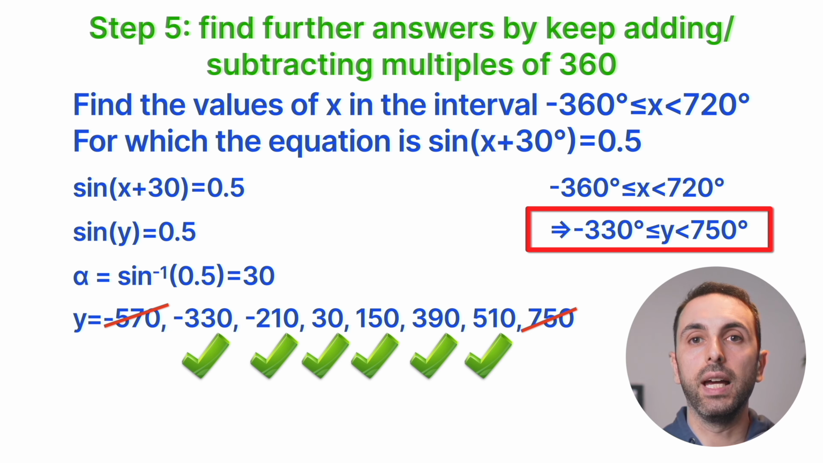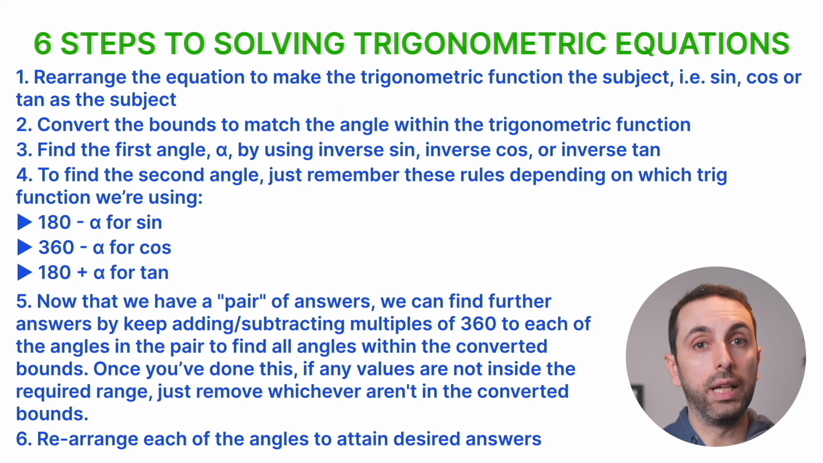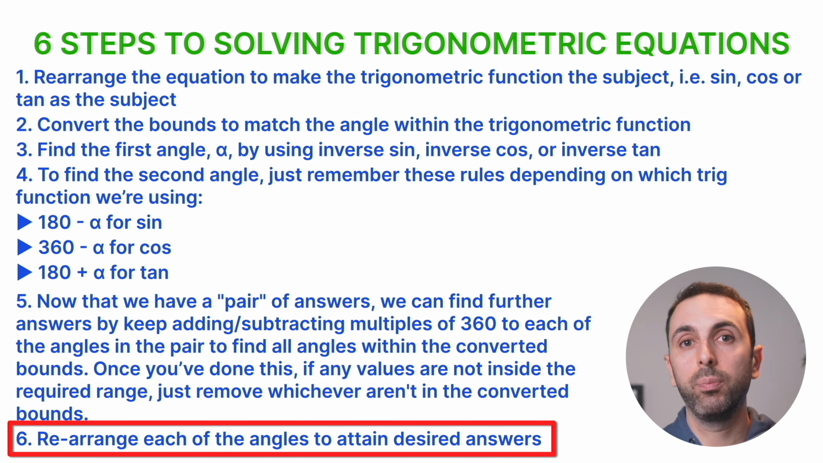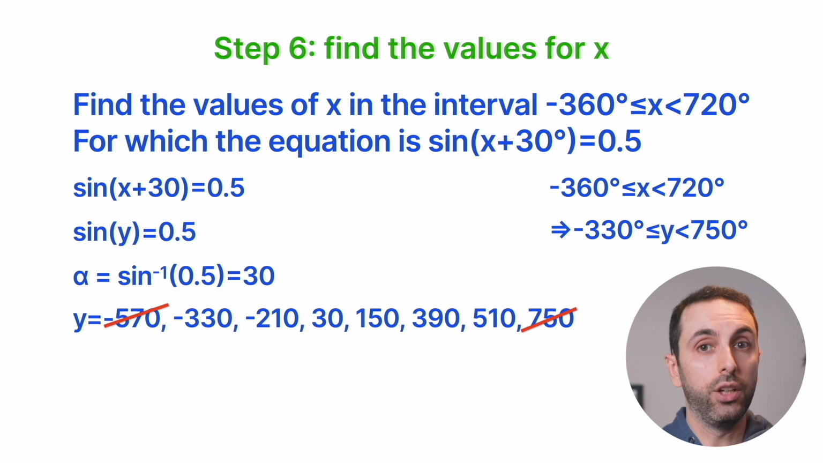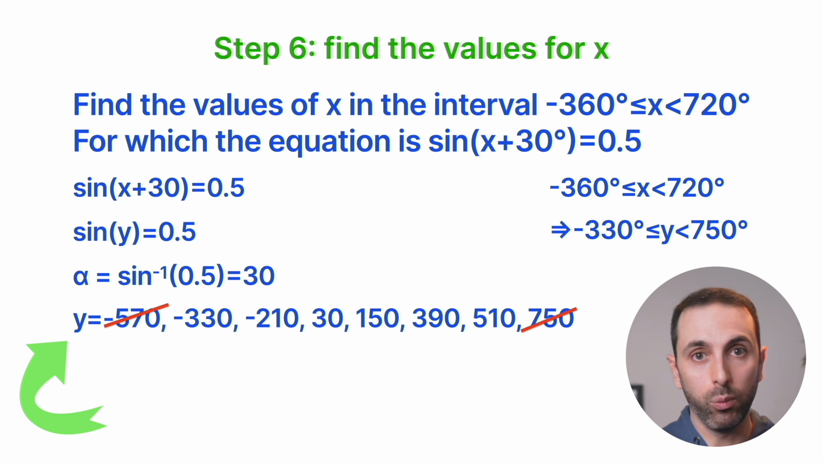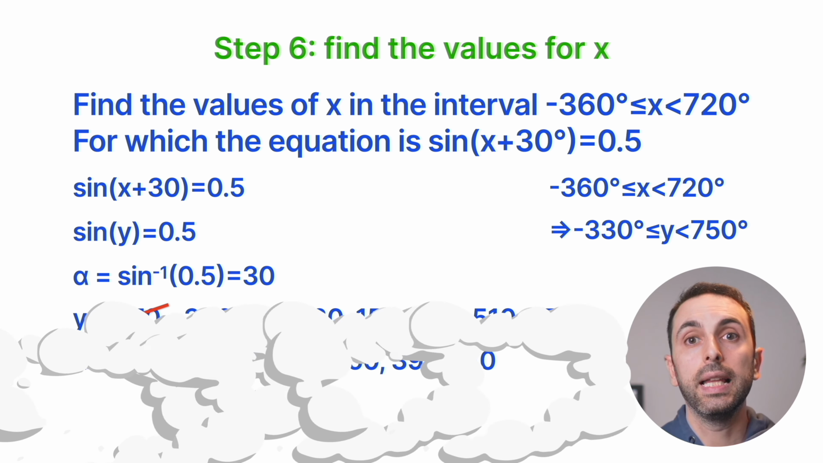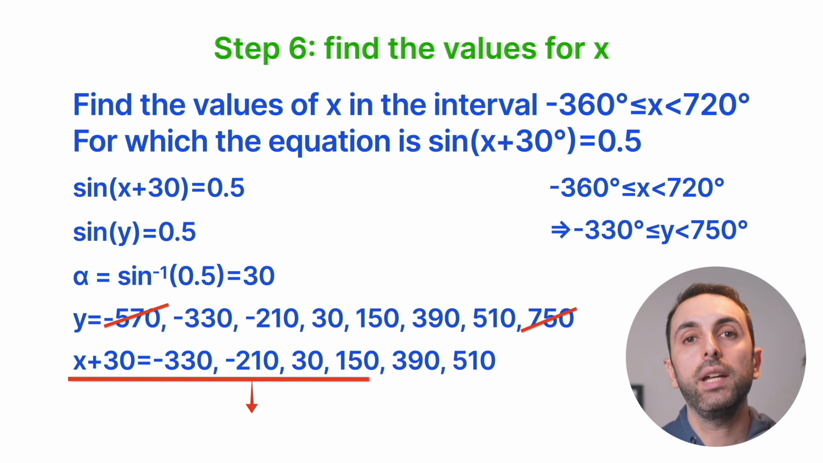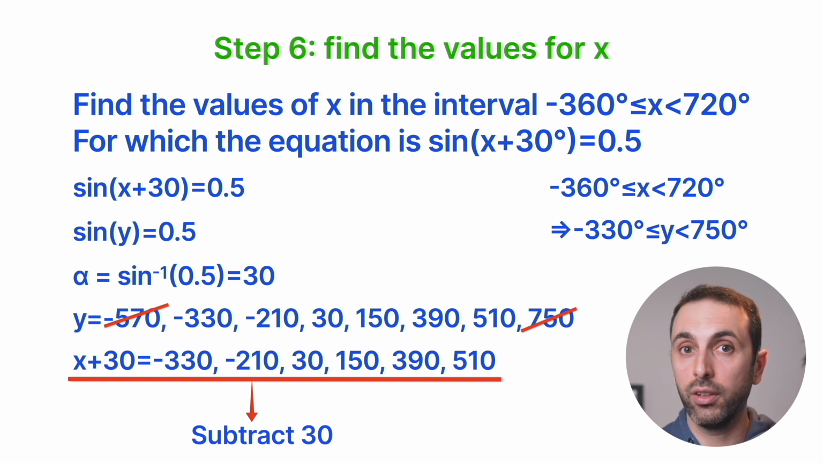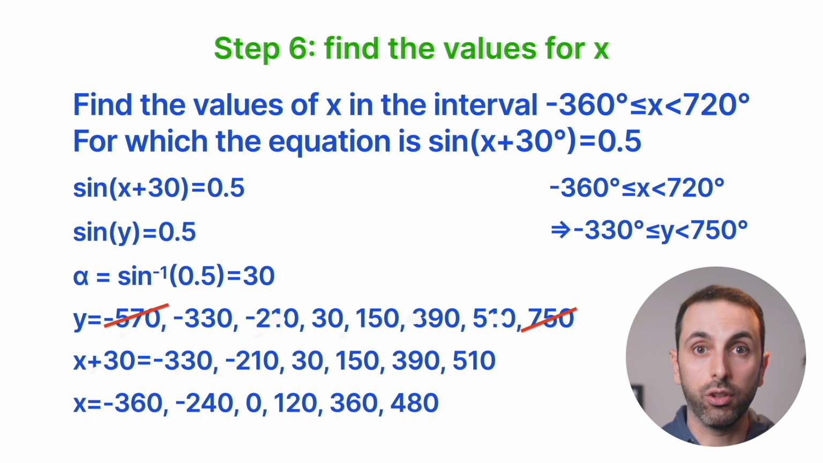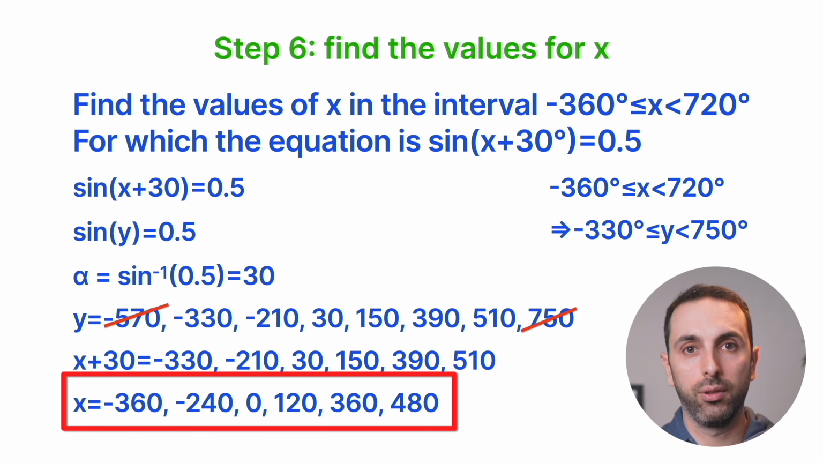However, let's not forget that we're looking for the solutions for x and not for y. So looking at the sixth step, this is pretty straightforward. All we need to do here is just replace y with x plus 30, then subtract 30 from each of the values we just found in order to find the solutions for x. So that gives us a total of 6 solutions.